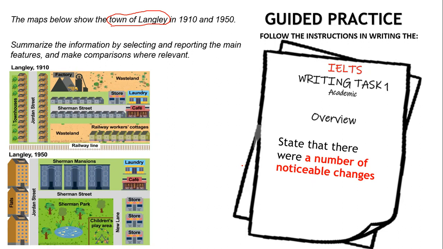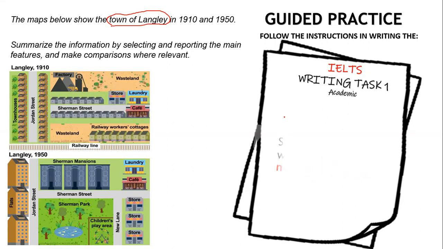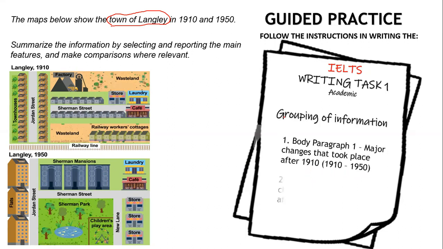Very good. So next we have to develop our first body paragraph, okay? So before we go home, let's develop our first body paragraph. First is grouping of information. The body paragraph 1, the major changes that took place after 1910. And body paragraph 2, same thing, major changes that took place after 1910. So you have to check here. All right, so there is no direction here like north or south.